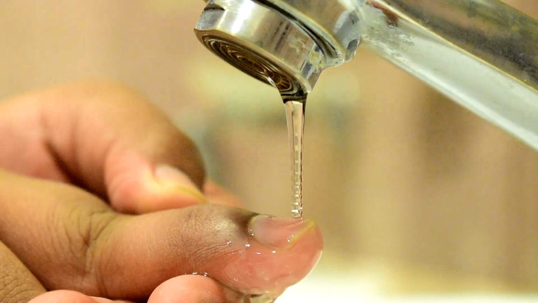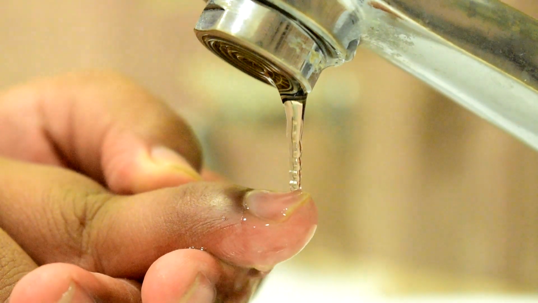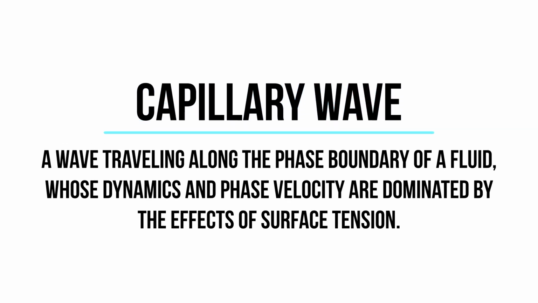The formation of these waves is the result of the interference of capillary waves, which are generated as the jet is disturbed by the obstruction and travels along the water column. So, what are capillary waves? By definition, these are waves traveling along the phase boundary of a fluid, whose dynamics and phase velocity are determined by the effects of surface tension. Phase refers to water here. Phase boundary is the surface, and phase velocity is the velocity of wave propagation.